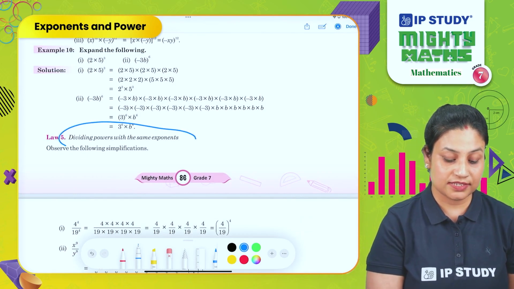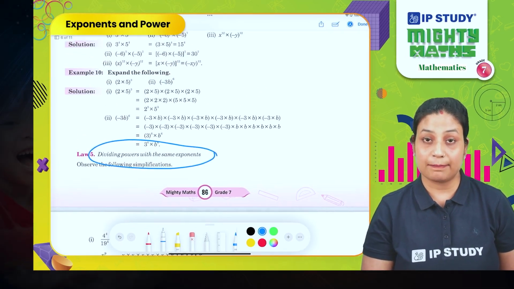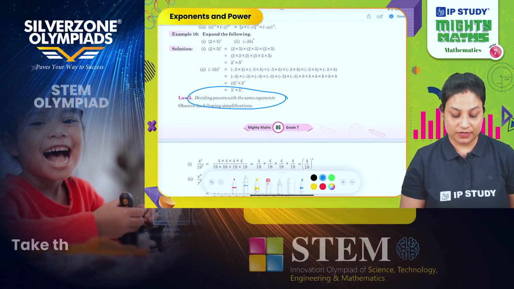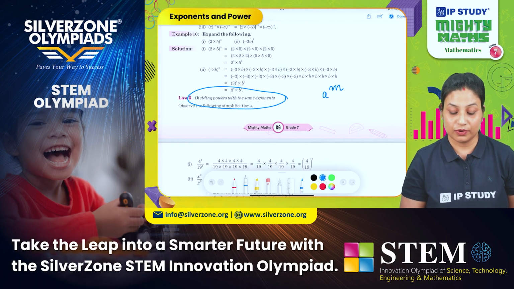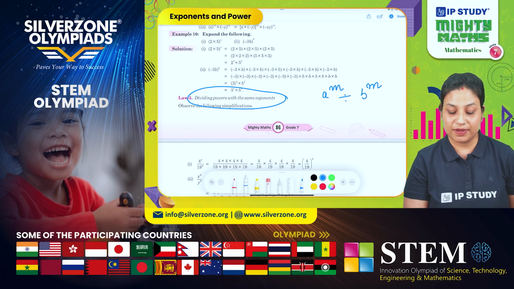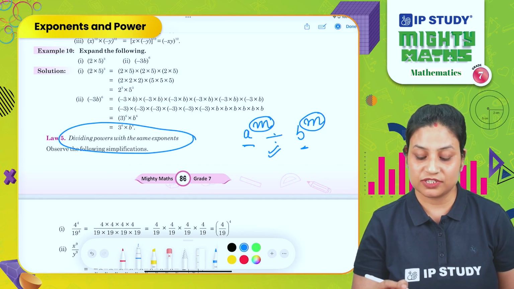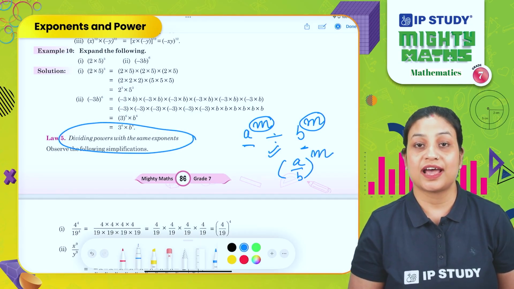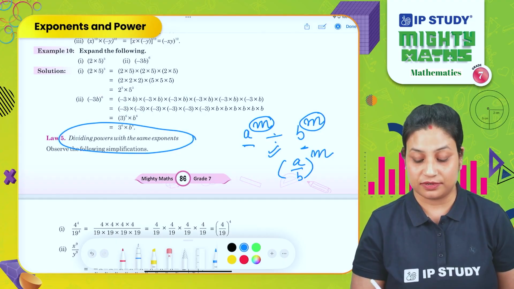Now let's move on to the next law and see what it says. The next law is dividing powers with the same exponents, right? Let's take an example to understand this. Suppose I have a raised to the power of m, and it is divided by b raised to the power of m. Here the bases are different but the powers are the same and the operation is division. In this case, you simply divide the bases and keep the exponent as it is. In order to understand this law, let's apply it to a question.